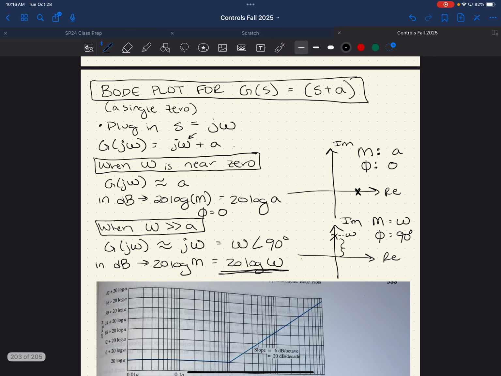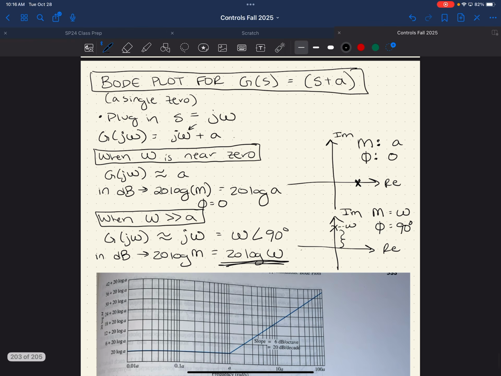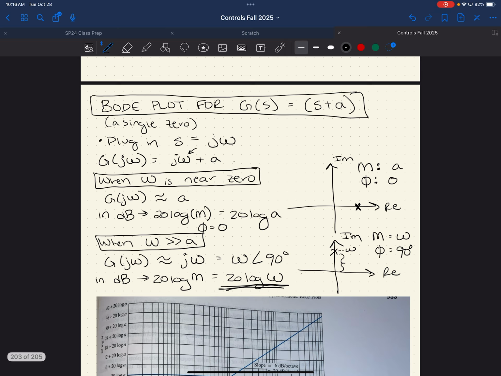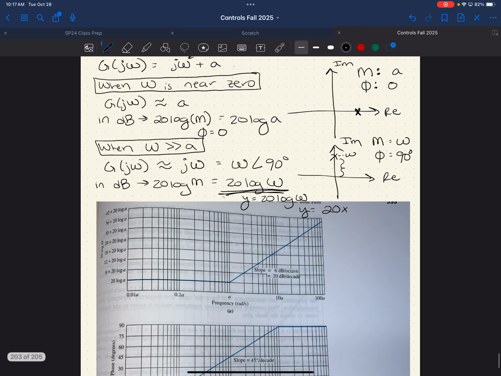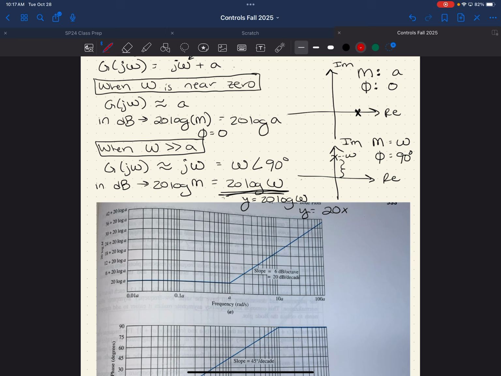Interesting thing about this magnitude: if I am plotting y equals 20 log omega, but instead of just plain x on the x-axis I have log omega, this is really just y equals 20x. And we know that on the magnitude plots, on either of our Bode plots, the x-axis is log omega. So what we're going to see is a line that looks a heck of a lot like 20x. So the slope here is 20.